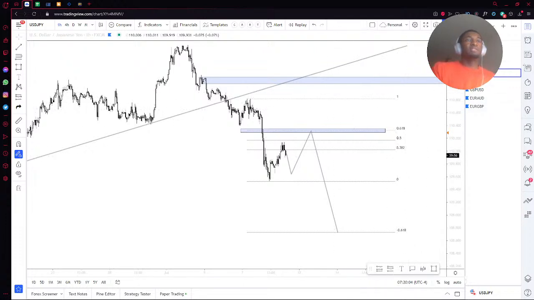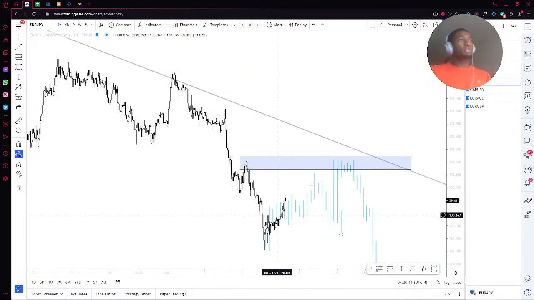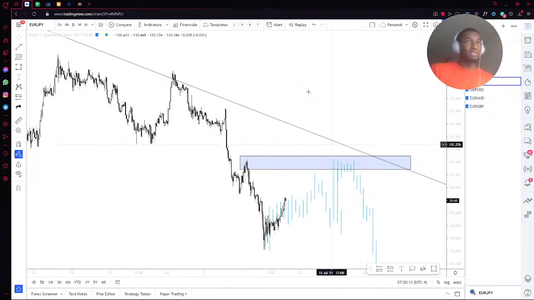Alright, that's dollar yen. Let's go to the next one, euro yen. Euro yen, looking for price to scale up to this area. Not too interested in this setup right now. I need a lot more structure to be developed, so we'll see how that forms.